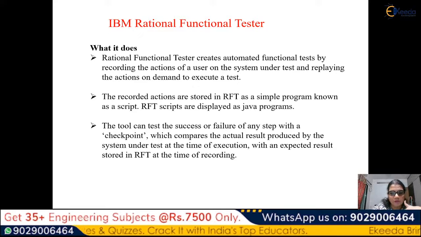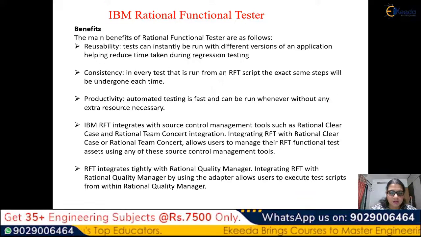At the time of recording, this is different: you have to check both the results. Then we have the benefits. The IBM Rational Functional Tester has several benefits. First, reusability, so you can use this again and again. That means tests can instantly be run with different versions of applications. This helps you reduce your time during regression testing.